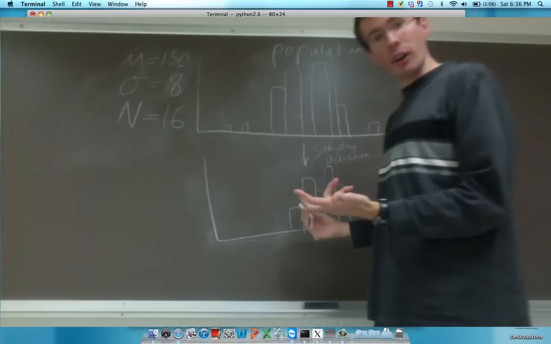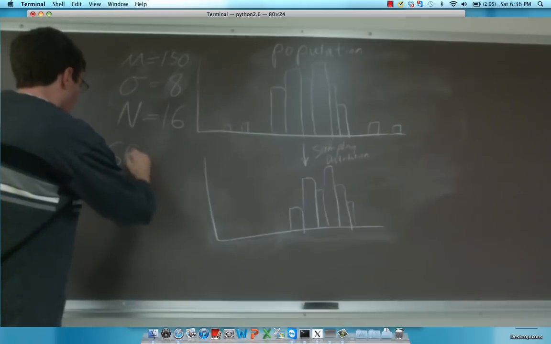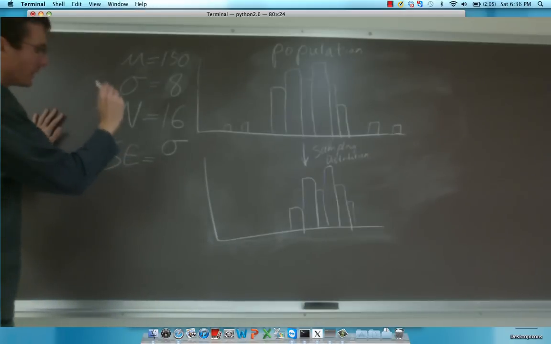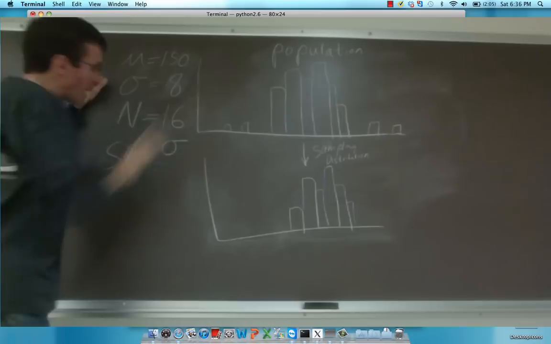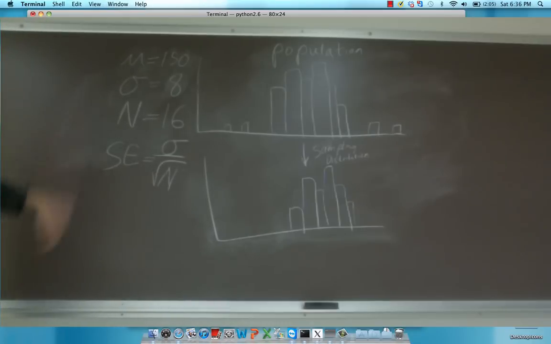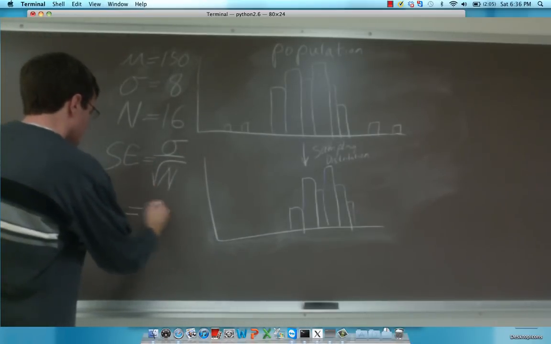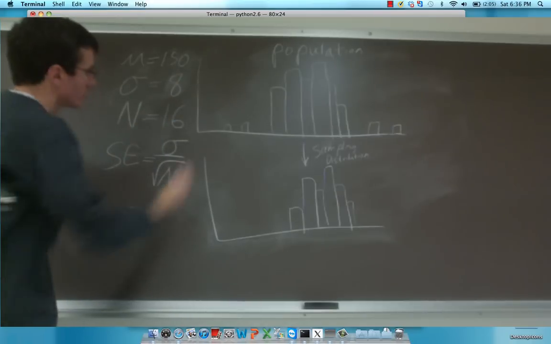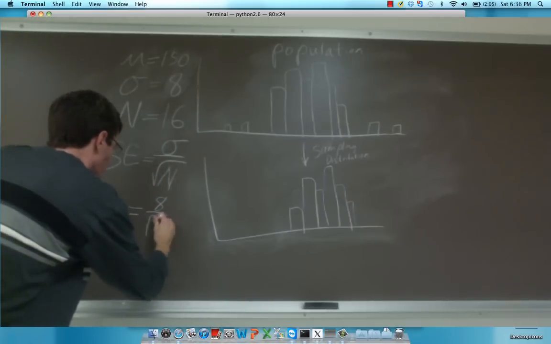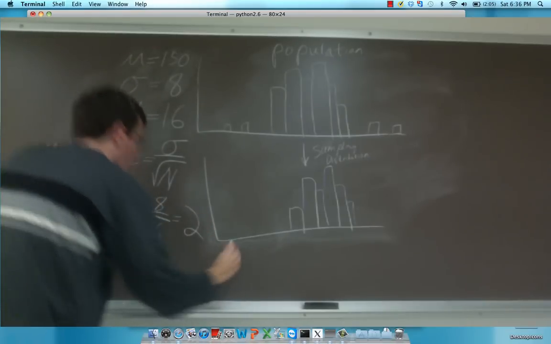So to calculate standard error, we just need a couple pieces of information. Standard error is defined as the standard deviation of the population divided by the square root of n, which is our sample size. So if we fill in all these blanks, we have a standard deviation of 8 divided by the square root of n, which is the square root of 16, which is 8 divided by 4, which is 2.